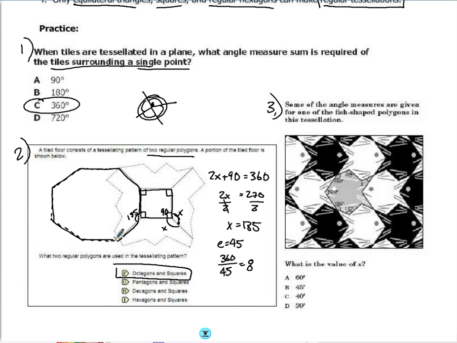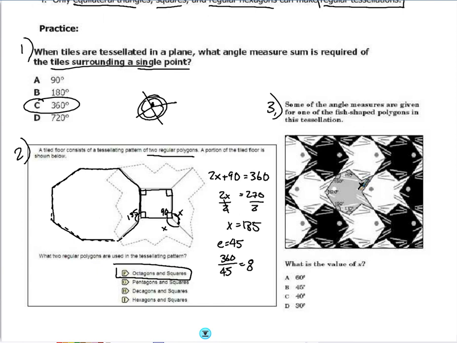And last, number 3, some of the angle measures are given for one of the fish-shaped polygons, and they're kind of tough to see, but they're labeled inside there. What is the value of x? And it looks like x is located right here. We're trying to find x. It should be located right here, at this angle inside here.